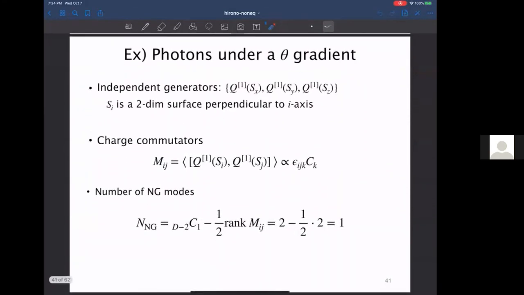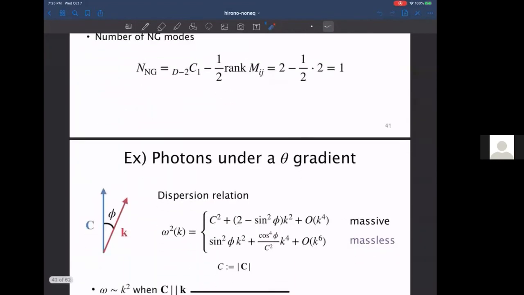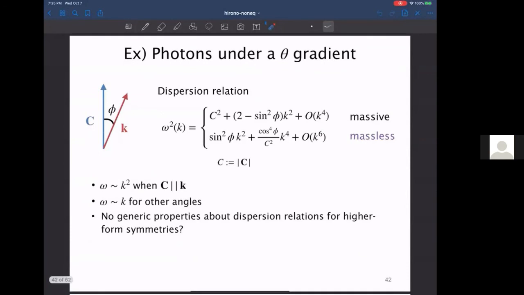So now that we have independent generators in 3 directions, as I mentioned before, there are 3 ways to place this kind of sheet in 3 spatial dimensions. If the commutator matrix can be written in this form, since the rank of this matrix is 2, the number of massless modes is going to be 1 according to this formula. And we can actually solve the equation of motion and explicitly obtain the dispersion relation. And indeed, we observe the one massive mode here.